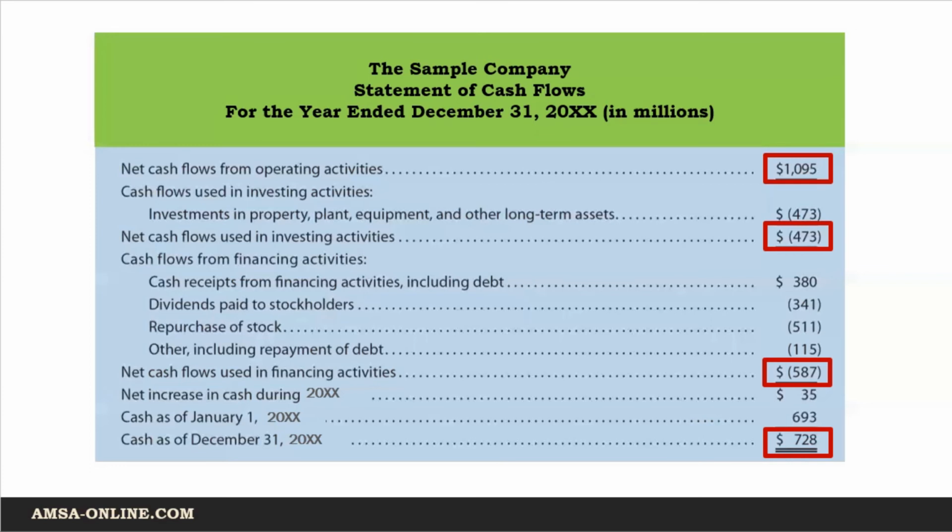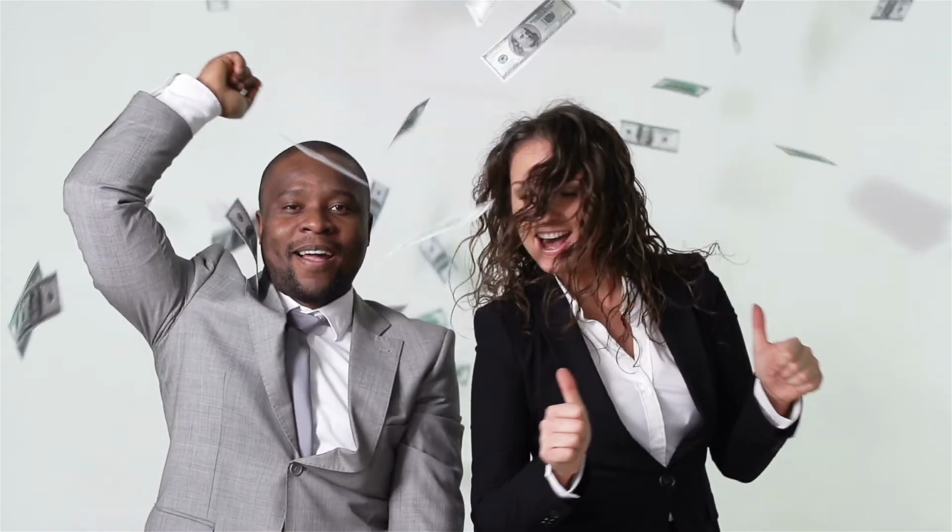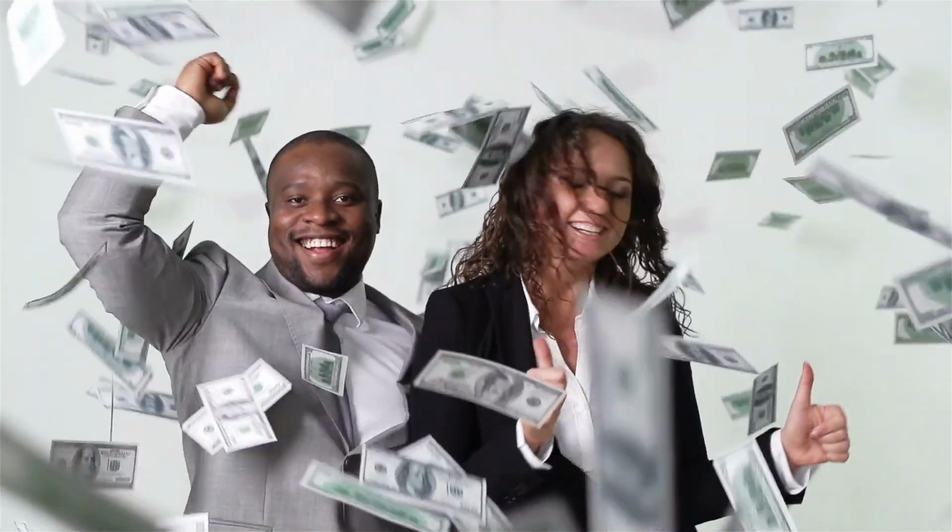Overall, during the year, the sample company's cash balance increased by $35 million to arrive at an ending cash balance of $728 million. Another way to look at this statement is that the sample company generated $1.095 billion of cash from operations, which they used to expand operations and pay creditors and stockholders. The sample company appears to be in a strong operating position.